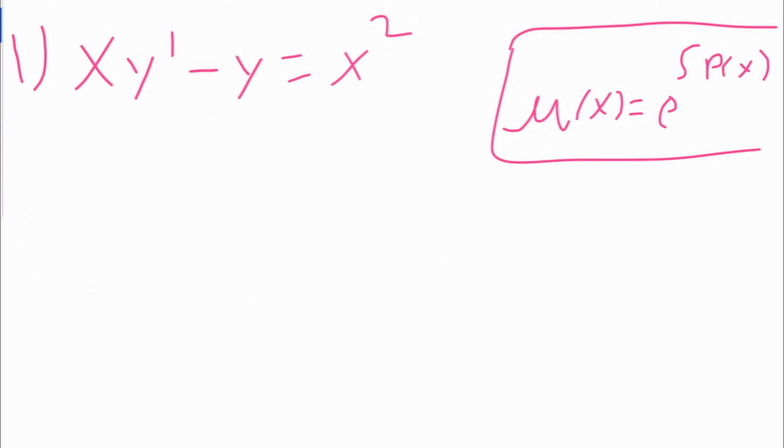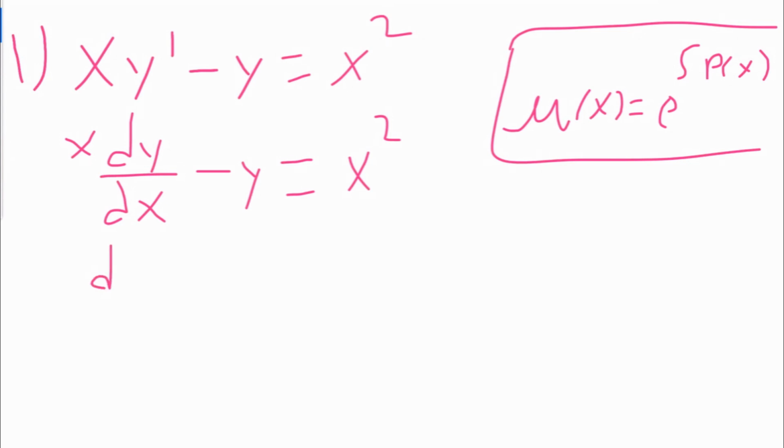Number one, we have x y prime minus y equals x squared. We could rewrite it as x dy over dx minus y, which is equal to x squared. As I mentioned before, we want to isolate dy dx, just have it by itself, no coefficients. So we're going to divide by x, and then we're left with dy dx minus y over x, which is equal to x, because we divided everything by x.